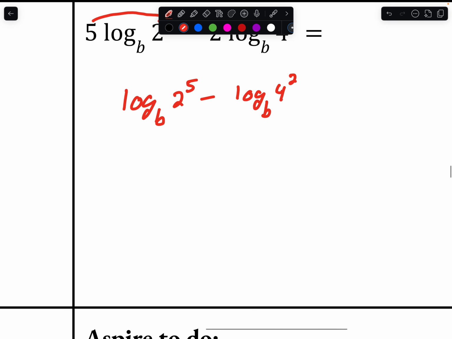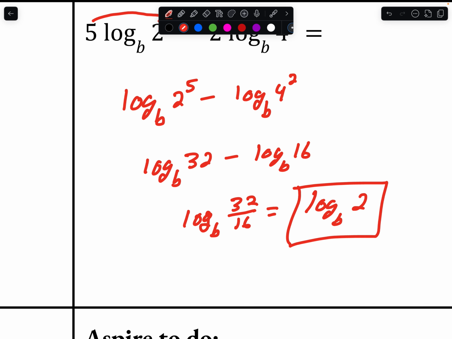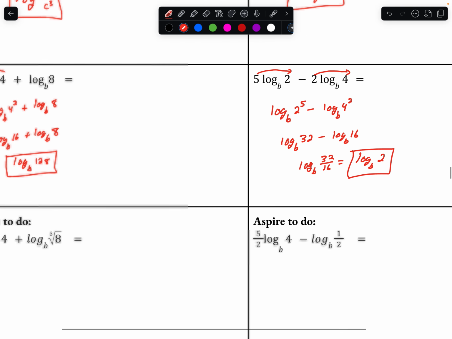So now I'll just rewrite this real quick to make sure that we're clear here. 2 to the 5th would be 32 minus log base b of 4 squared, which is 16, right? So now I've got log base b of 32 divided by 16, which is the same as log base b of 2, okay? So you can see that we're just combining these into one logarithm.